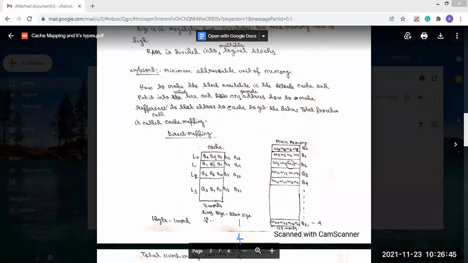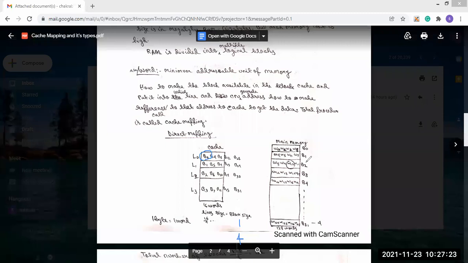That means if any of these blocks comes into the cache, then we directly accommodate it into line number 0. But it should be kept in mind that at a time the cache can accommodate only one block. That means if B0 is present in L0, that means in line number 0, this block is present now.